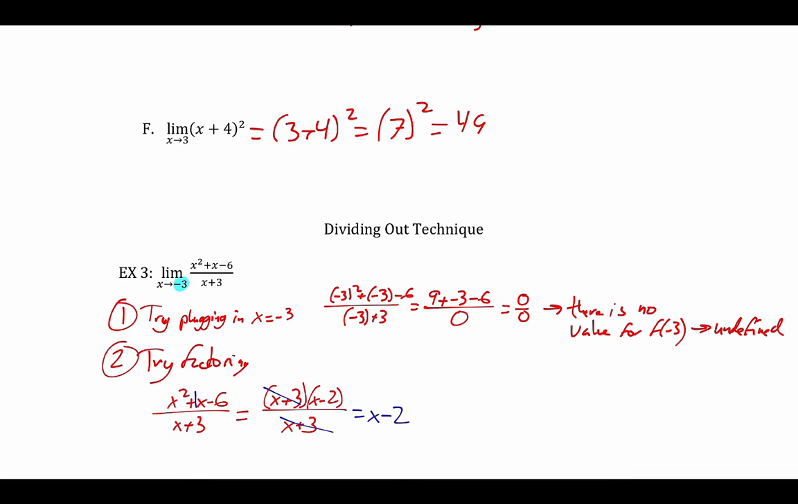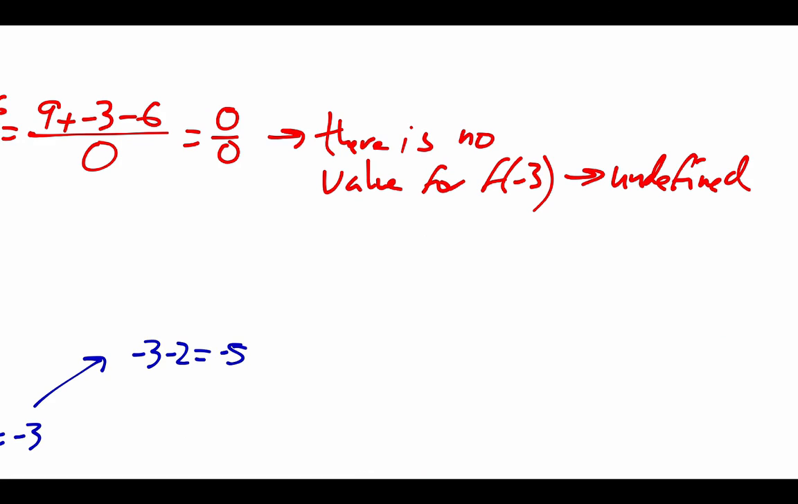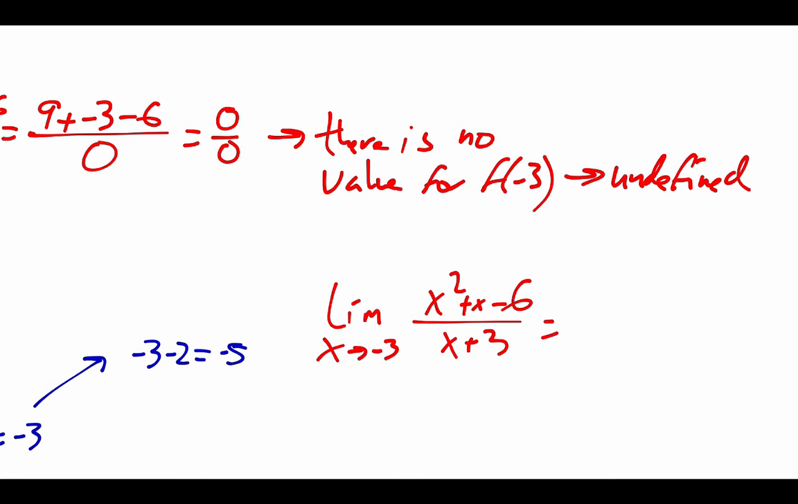So now we can plug in x equals -3. When we plug in x equals -3, we get -3 minus 2, which gives us -5. So from there, we can say the limit as x approaches -3 of the function x squared plus x minus 6 over x plus 3 equals -5.